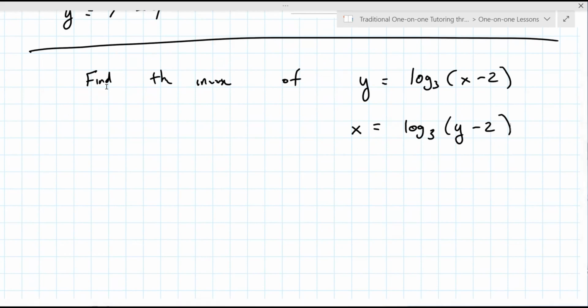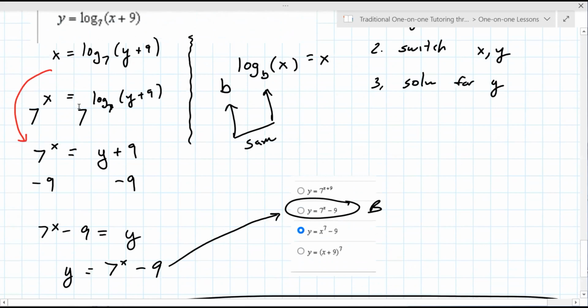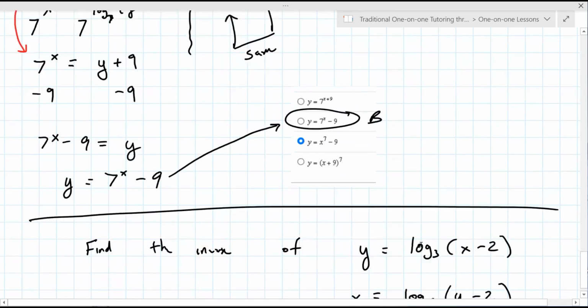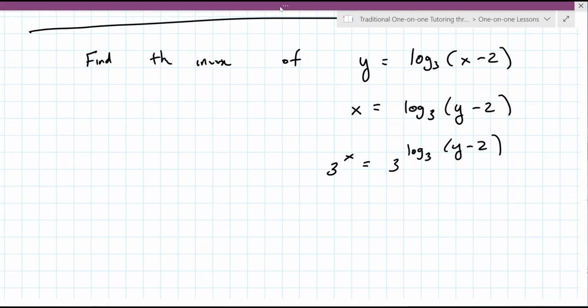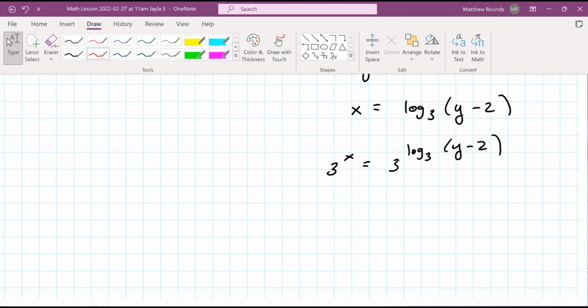So if we go back here to this previous step, see how we put a 7 here underneath and a log base 7 and then a 7 underneath. You want to do the same thing here. So this becomes 3 to the x, 3 is the base, 3 to the log base 3 of y minus 2. Okay, and on the right hand side, these just cancel.